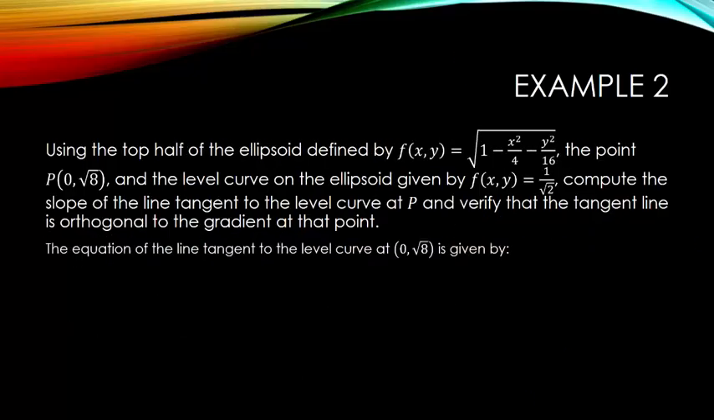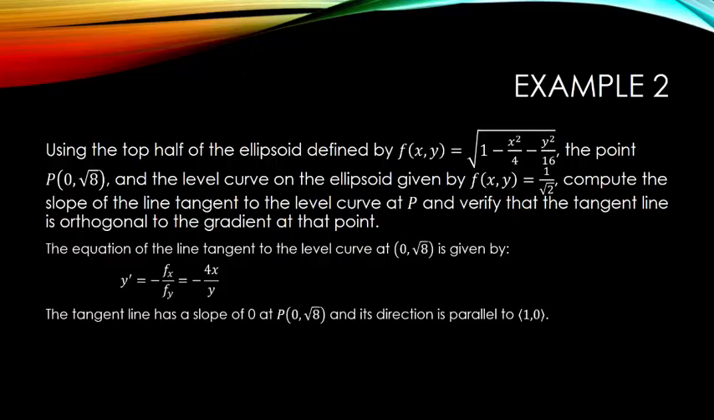The equation of the line tangent to the level curve at the point (0, √8) is given by y' = -fx/fy, which is equal to -4x/y. The tangent line has a slope of 0 at the point (0, √8), and its direction will be parallel to the vector with components (1, 0).